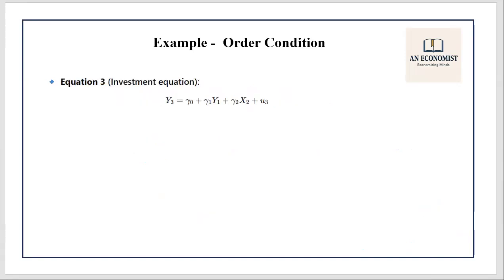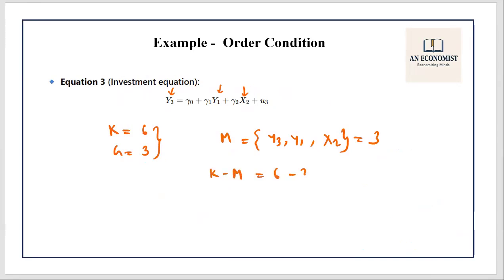Now, in a similar fashion, you can go into the third equation. In the third equation, k remains the same and g remains the same. These two are not changing. Only the variable that is changing is m. Here, see 1, 2, and 3. So only three variables are there. Everything in y will be endogenous and x will be exogenous. X2 is only exogenous. So this total is 3. So k minus m will be 6 minus 3, which equals 3, and g minus 1 is 3 minus 1, which is 2.